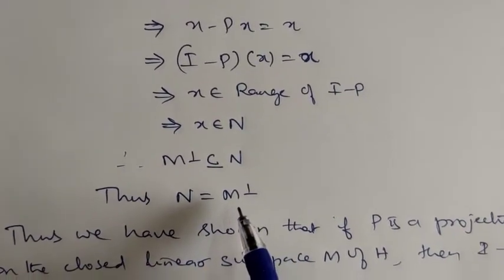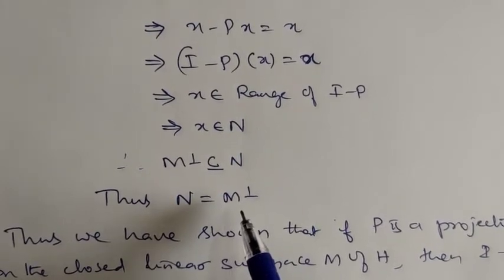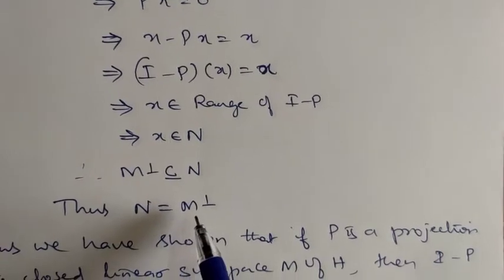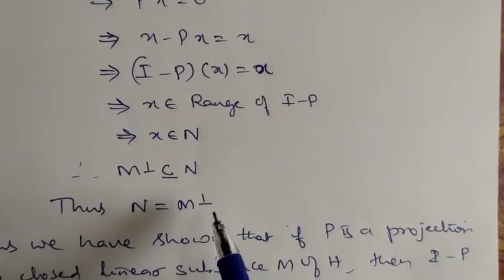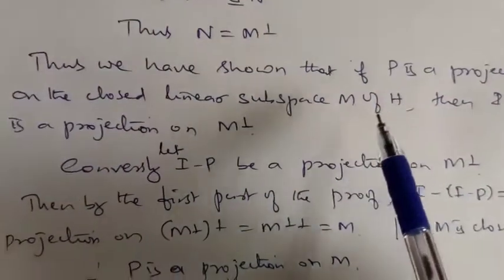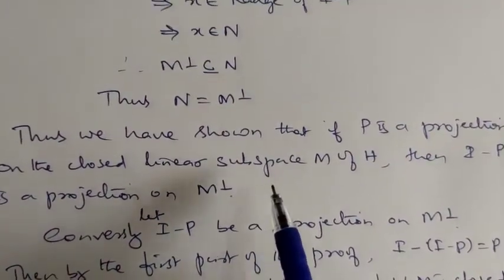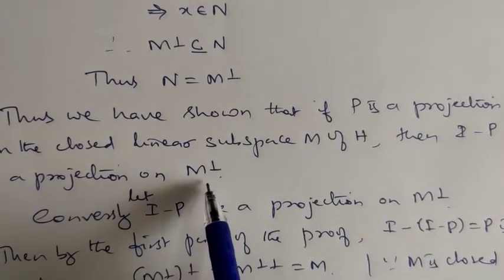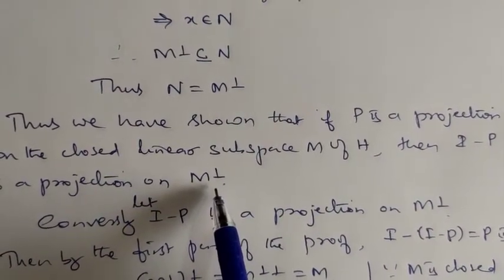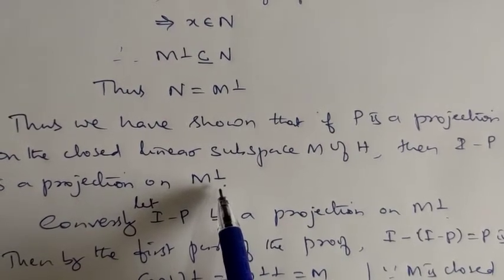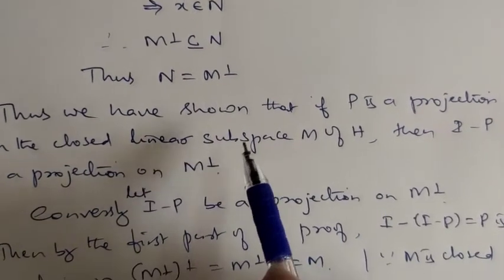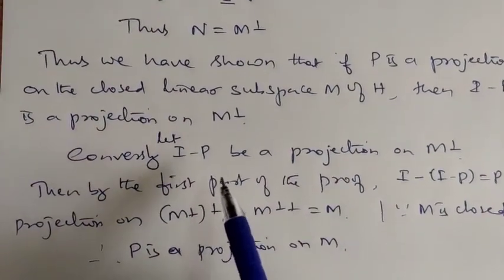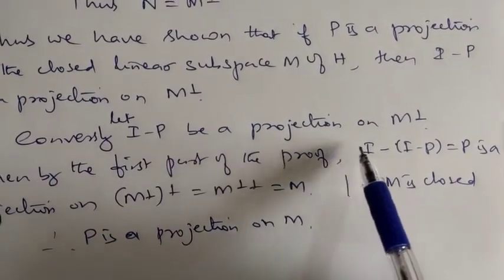So, we have shown that N is nothing but M perp. Thus, we have shown if P is a projection on a closed linear subspace M of H, then I minus P is a projection on M perp, because we have assumed that N is the range of I minus P. Conversely, let I minus P be a projection on M perp.